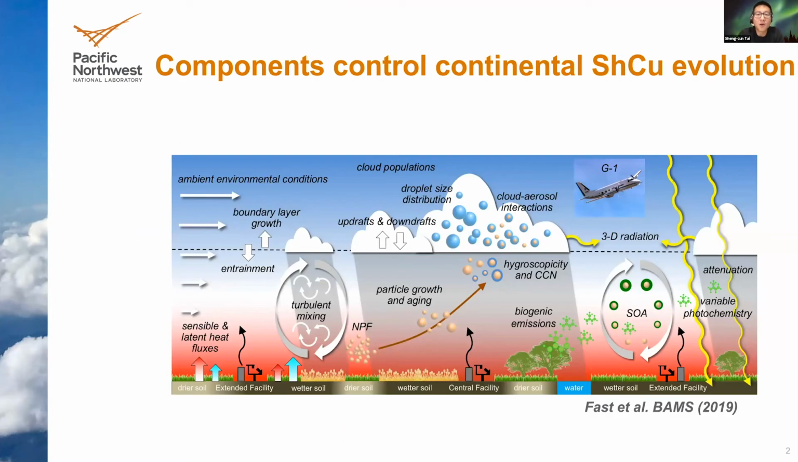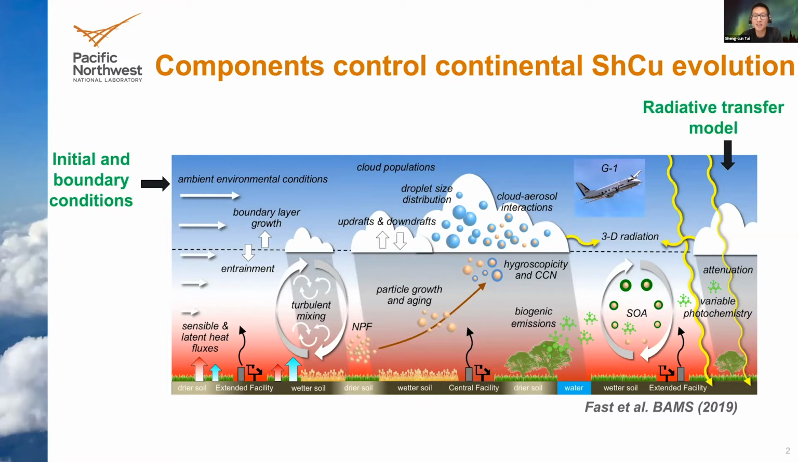First of all, I thought it would be helpful to briefly talk about the components that have been identified to control continental shallow cumulus evolution. As you may know, the ambient environment sets up the atmospheric stability as well as the wind shear. In the model, this is given by the initial and boundary conditions. Then the incoming solar radiation could be very complicated when it goes through the atmosphere, which is handled by the radiative transfer model here.